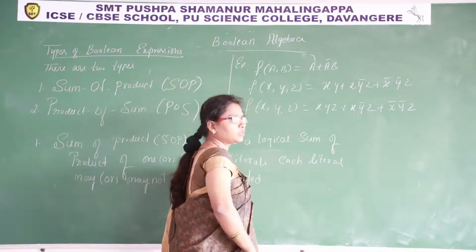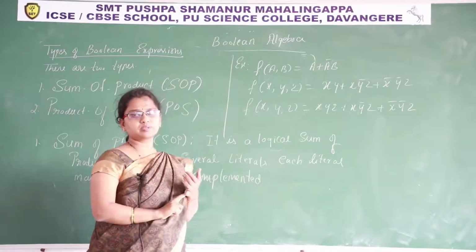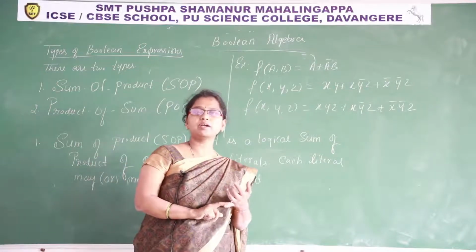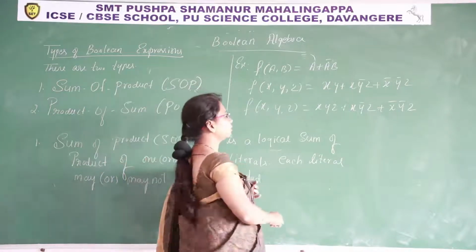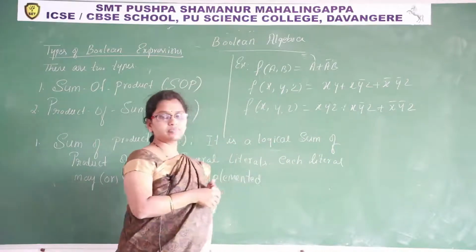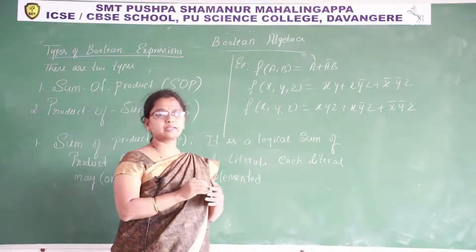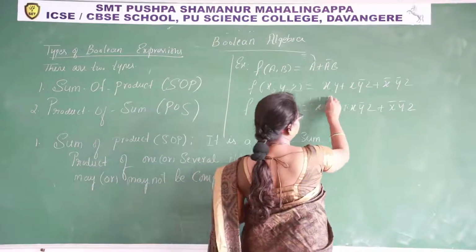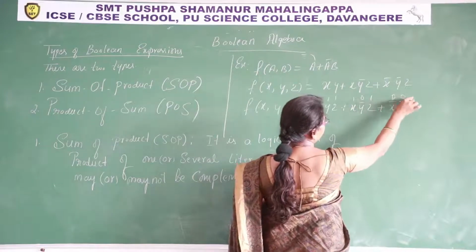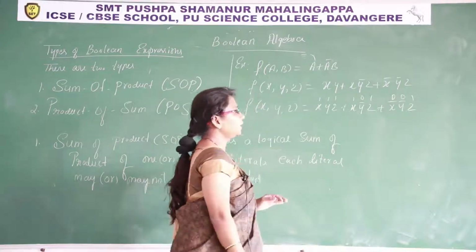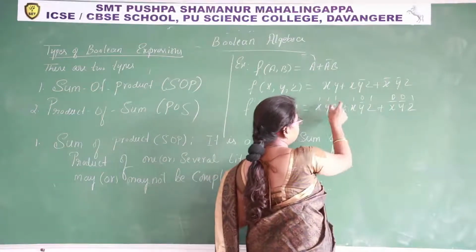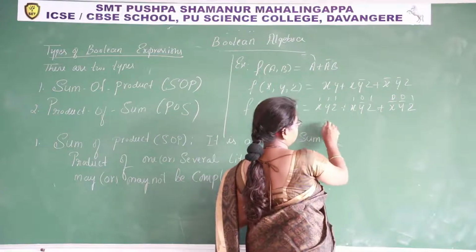It's an SOP, no? You should remember in an SOP expression, barred variable value is 0, unbarred variable value is 1. Here there is no bar, no complement. So if complemented, it is 0. If there is no complement to that variable, then value is 1. So 1, 1, 1; 1, 0, 1; 0, 0, 1. Now write the decimal equivalent of this binary value. 1, 1, 1 is 7.